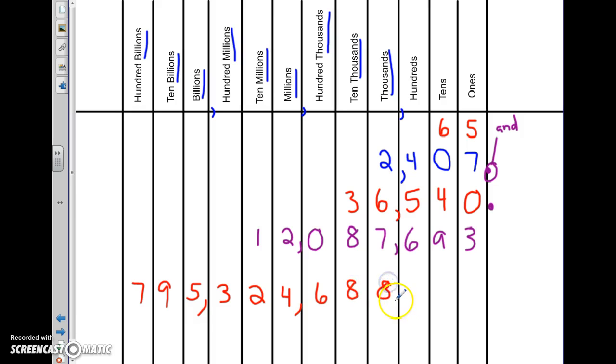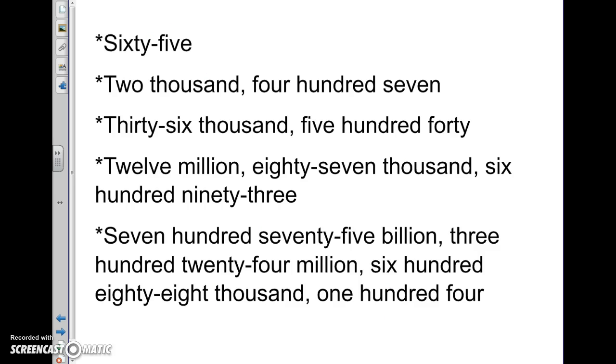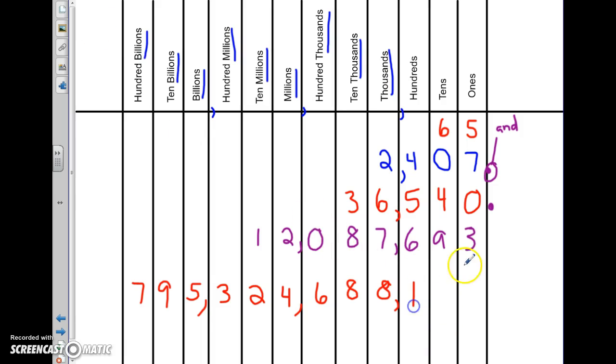Whoops. Let's get another comma here. And finally, 104. So 1 in the hundreds place. No mention of anything in the tens. 4, 4 ones. So there we have 795,324,688,104. All right, so that's what writing out large numbers when we're reading them looks like, and we'll work more on that tomorrow. See you then.